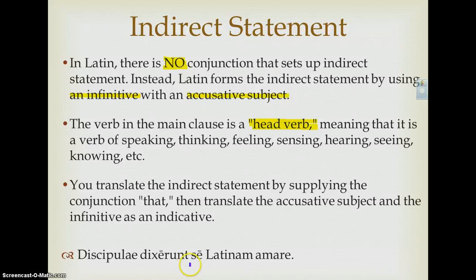This is going to require some getting used to, right? Because you're used to seeing this infinitive and just translating it as to love. But now I'm telling you that there's a way of translating the infinitive as an indicative, and that is when the infinitive is being used in indirect statement.